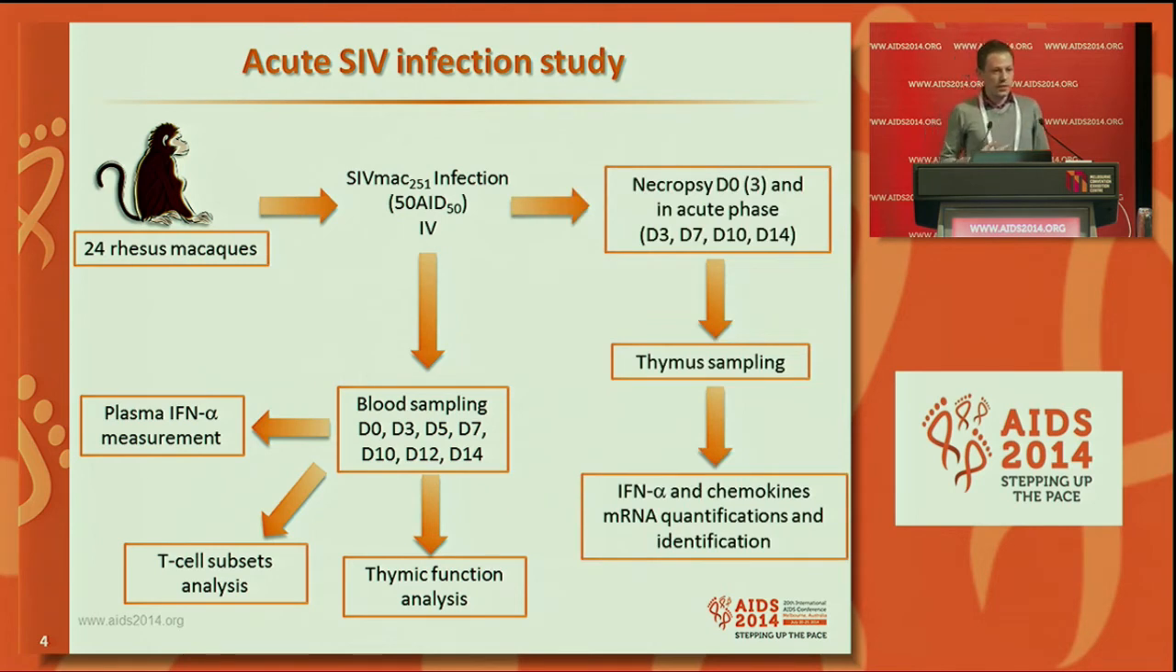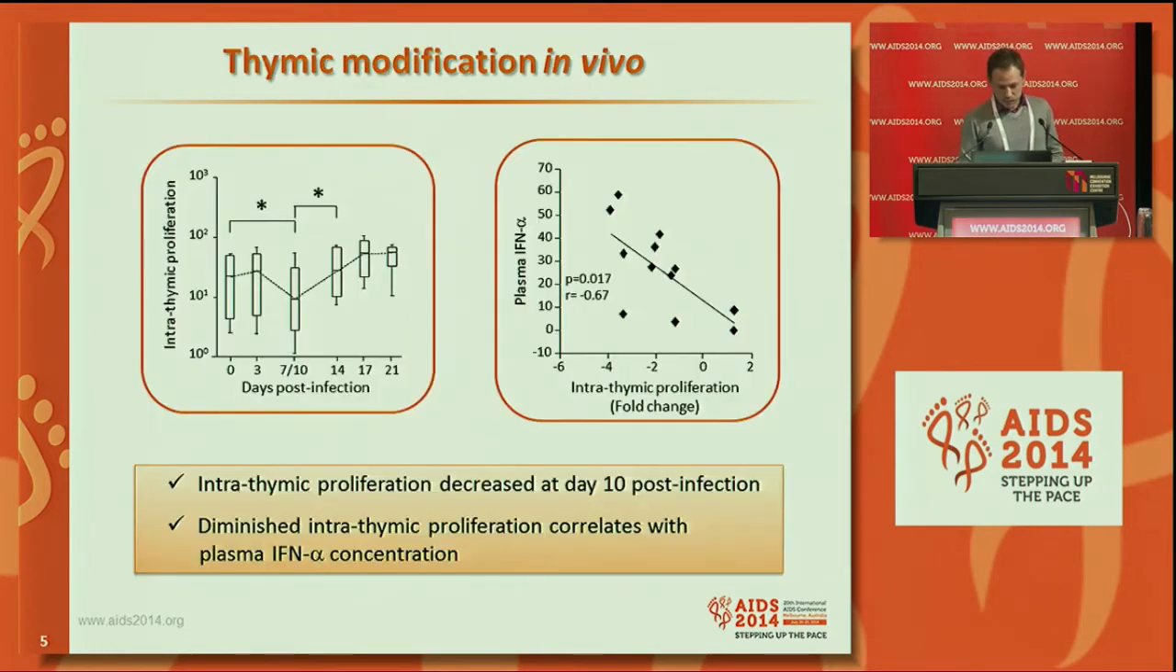In parallel, necropsies were done on healthy macaques and on acutely infected macaques at day 3, 7, 10, and 14. The thymus was sampled, and interferon alpha and chemokine mRNA were quantified. As you can see on this slide, by day 10 post-infection, there is a decrease in intrathymic proliferation, and this diminished intrathymic proliferation correlates with the amplitude of the interferon alpha plasmatic peak.